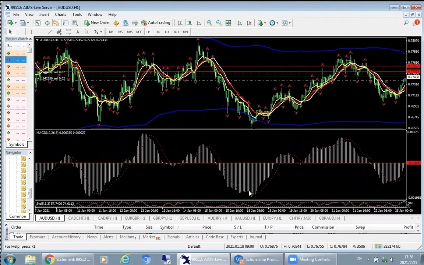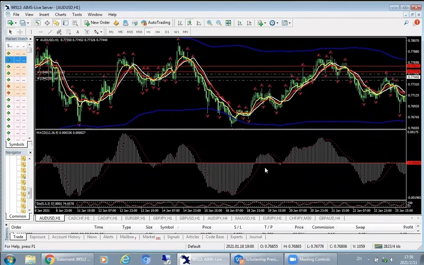Lower zone, upper zone, lower zone, right? So when we trade, we are looking for what? We're looking for a crossover. This is what we call a crossover. That means a crossover is formed. This is when the market is about to come back down.